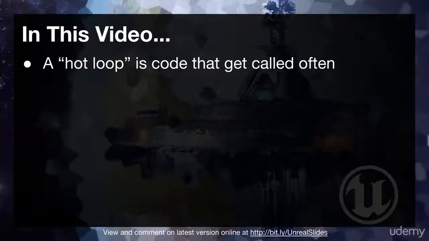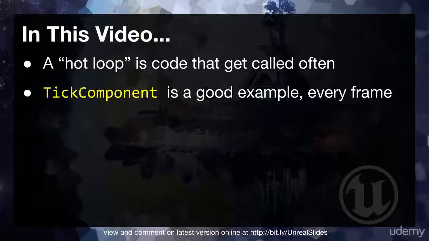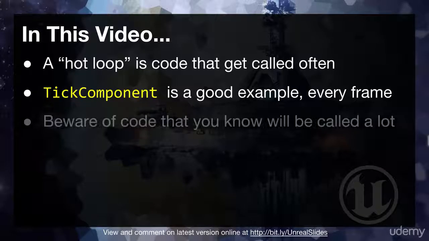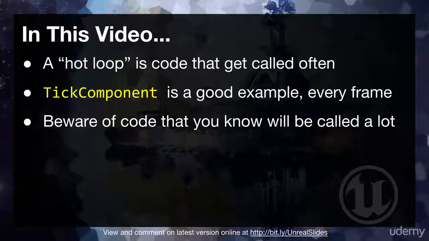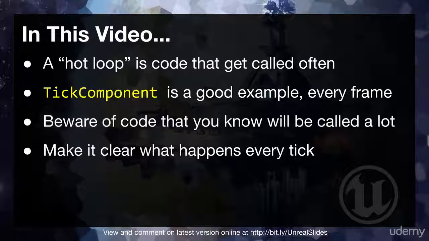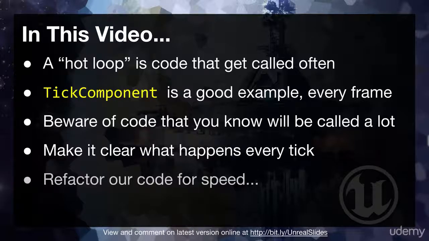So in this video, we're going to explain that a hot loop is code that gets called often. So tick component is a great example of that. Any code in there gets called every single frame. So I want you to be aware of code that you know is going to get called a lot, and you want to make it very clear what happens every tick. So when you look at your tick component method, it wants to be super clear what's going on.